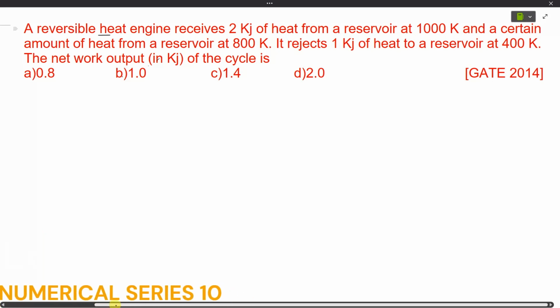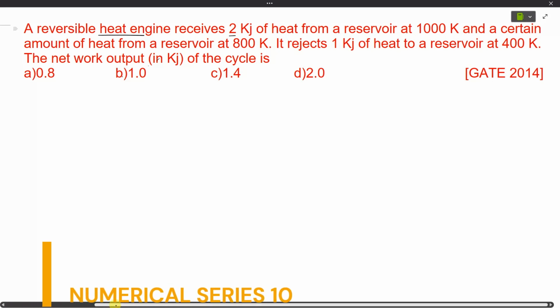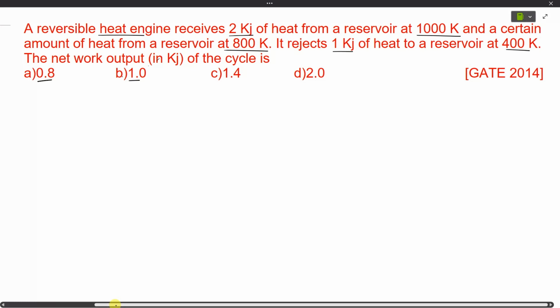A reversible heat engine receives 2 kJ of heat from a reservoir at 1000 Kelvin and a certain amount of heat from a reservoir at 800 Kelvin. It rejects 1 kJ of heat to a reservoir at 400 Kelvin. The net work output in kilojoule of the cycle is, the given options are option A 0.8, B 1.0, C 1.4 and D 2.0.